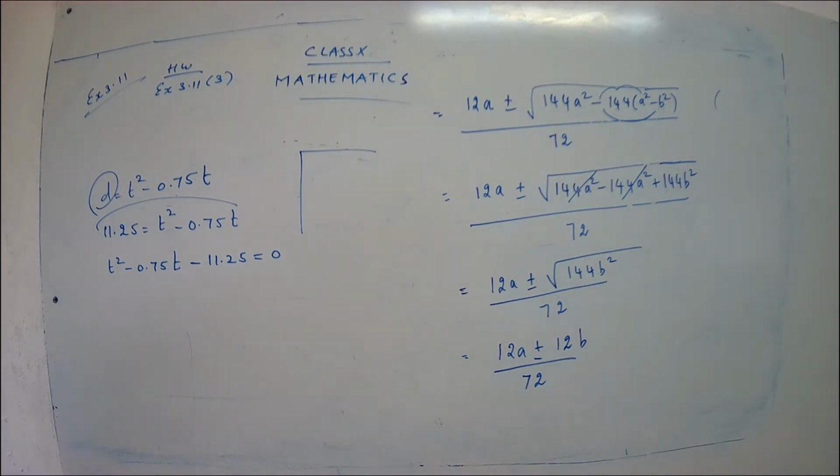Write down exercise 3.12. Write down the first question. If the difference between a number and its reciprocal is 24 upon 5, find the number. Write down the first question. If the difference between a number and its reciprocal is 24 upon 5, find the number.